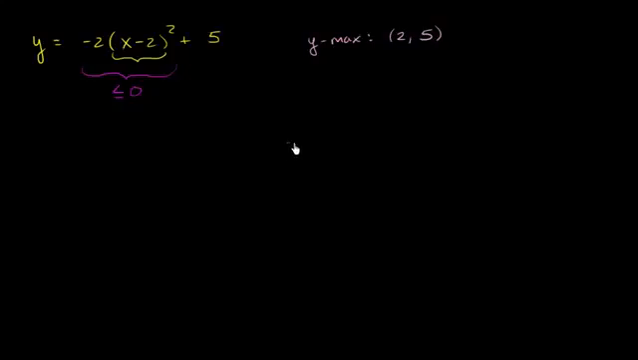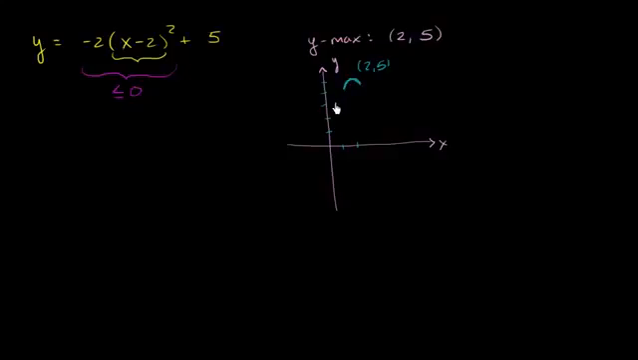So if we were to graph this, so that's my y-axis, this is my x-axis. So this is 1, 2, 1, 2, 3, 4, 5. So this right over here is the point (2, 5). This is a maximum point for this parabola.